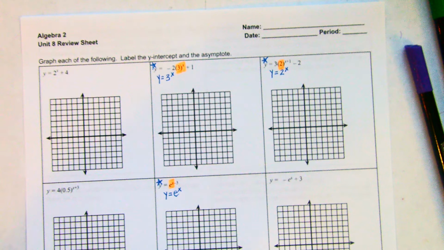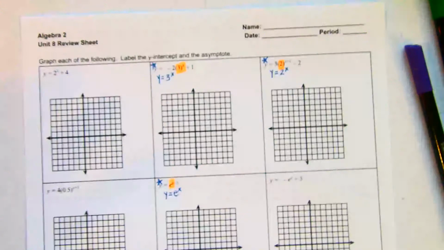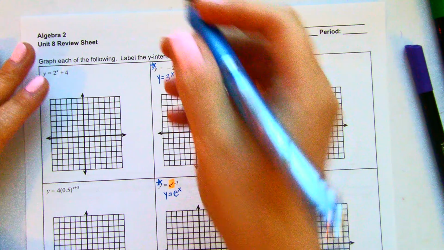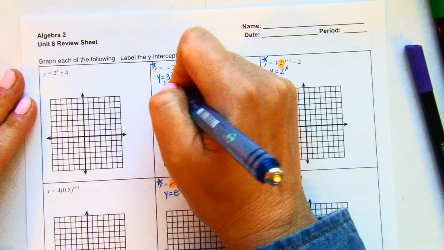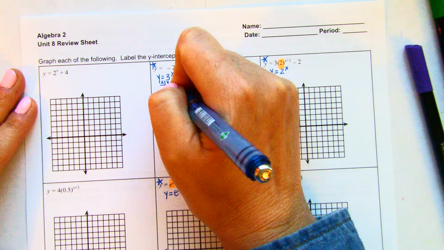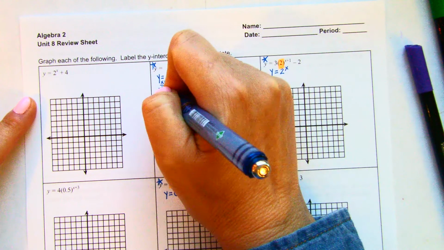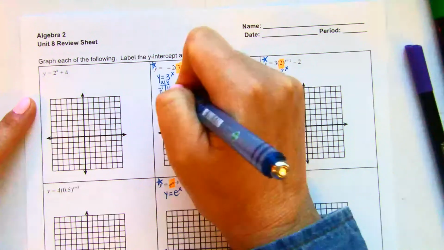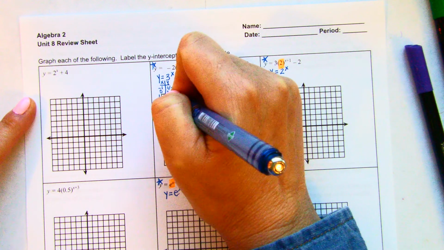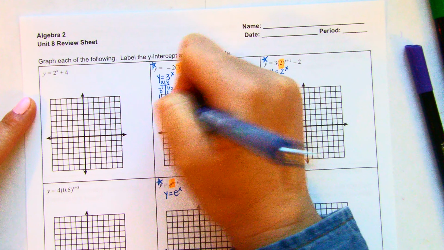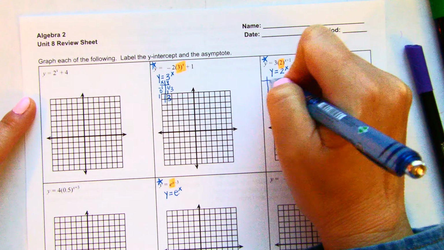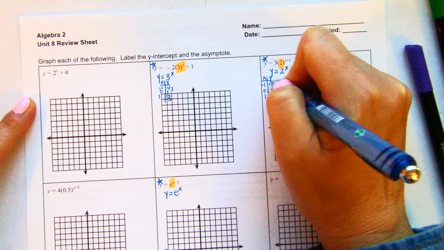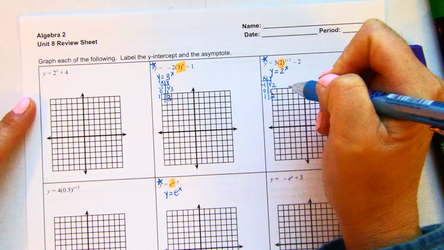We're going to make a table for the parent function, and then we're going to see what the shift is, and we're going to translate each of the points according to the shift, and that's how we're going to graph it. Okay? So for most of these, -1, 0, and 1 are going to be the easiest. If you do -1, you get 1/3, 0 is 1, and 1 is 3. And over here, same thing. We have -1, 0, and 1. So this is 1/2, this is 1, and this is 2.